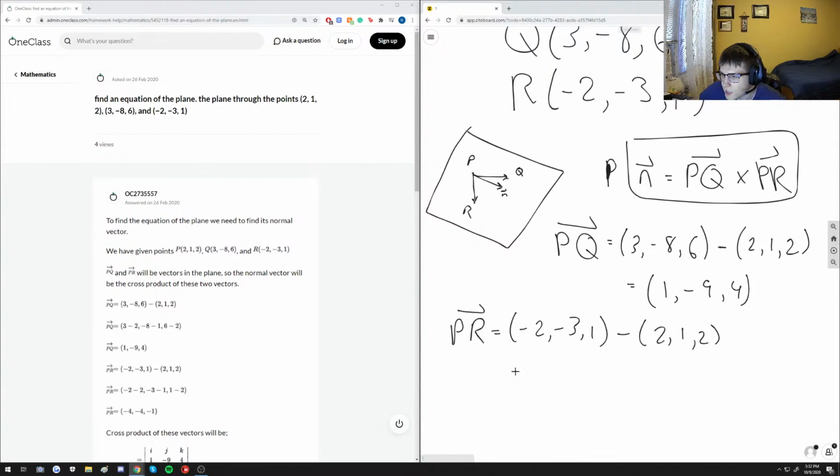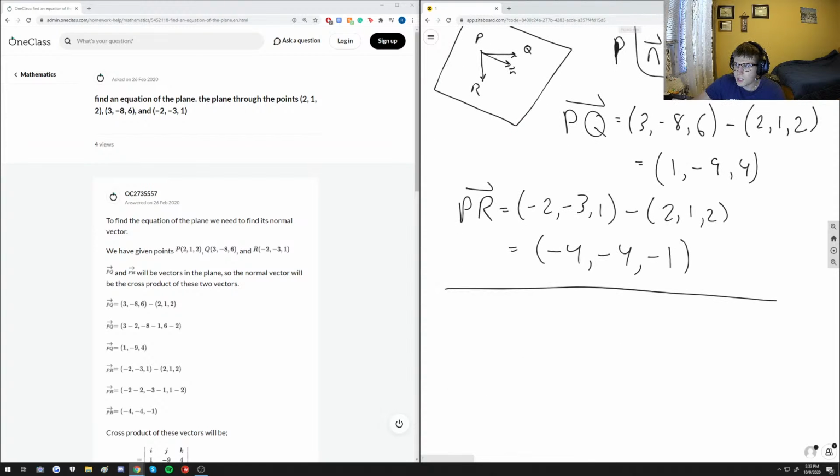And dragging this down a little bit, we get that PR. Subtract element-wise again, we get minus 4, minus 4, minus 1. Okay? So with these two values found, we can now compute what the cross product is. So essentially, we are finding n is equal to the cross product of 1, minus 9, 4 cross minus 4, minus 4, minus 1.